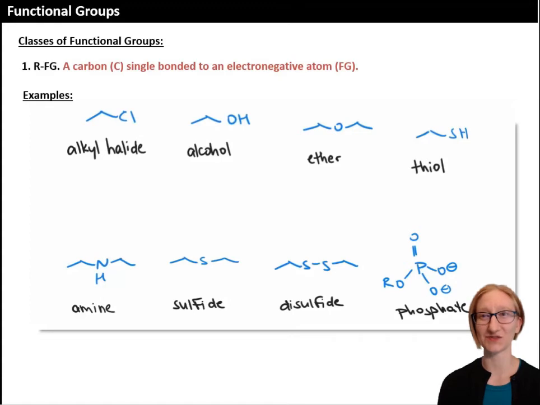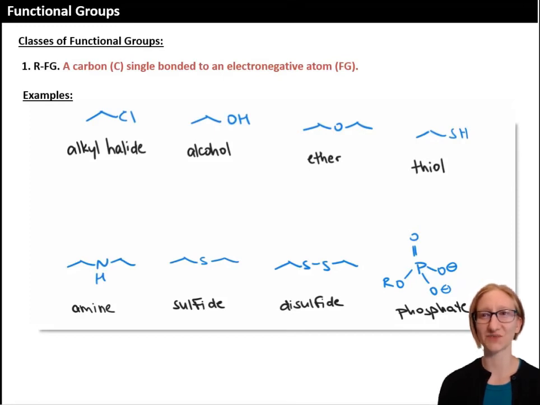A thioether, this is a new one. This is just like an ether, but has a sulfur in place of the oxygen. So a thiol is like an alcohol, but with a sulfur in place of the oxygen. A thioether is like an ether, but with a sulfur in place of the oxygen.